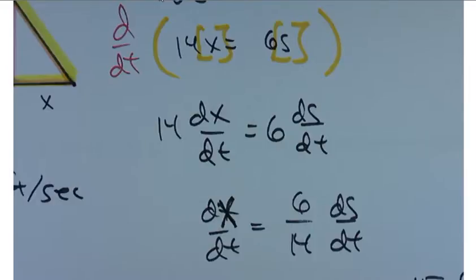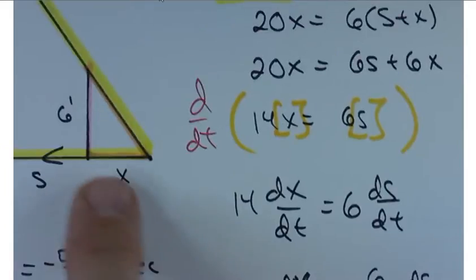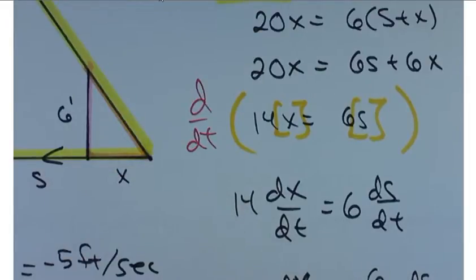Yep. We're finding how fast the length of the shadow, which we characterize with x, is changing. So that's your dx by dt.